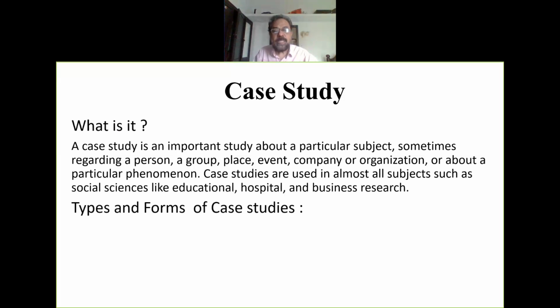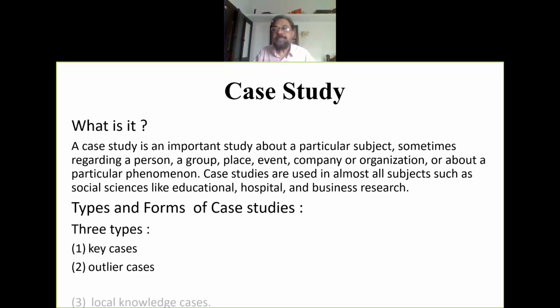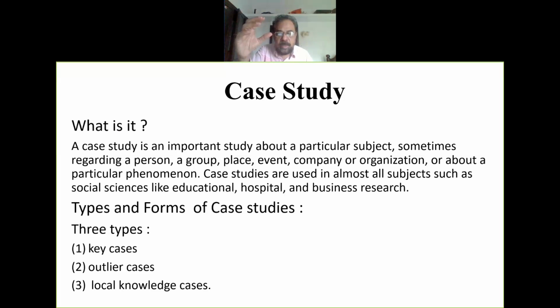Then types and forms of case studies. There are three types. What are they? One, key cases. Second, outlier cases. And the third one, local knowledge cases. So there are three types. One, key case. We may explain in due course what is key case. Then the next one, outlier case, and local cases.